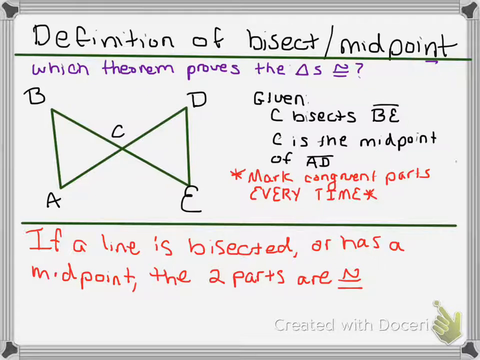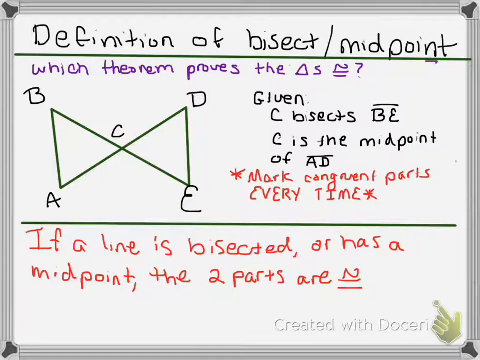So I want you to look at the problem in the middle of the screen. It says, which theorem proves the triangles congruent? Given C bisects BE, C is the midpoint of AD. Alright, that's all we're given. And we've got our triangles over there. So we have to take those words and determine what they mean. So this first one is about the definition of bisect and midpoint. And you probably already know these.